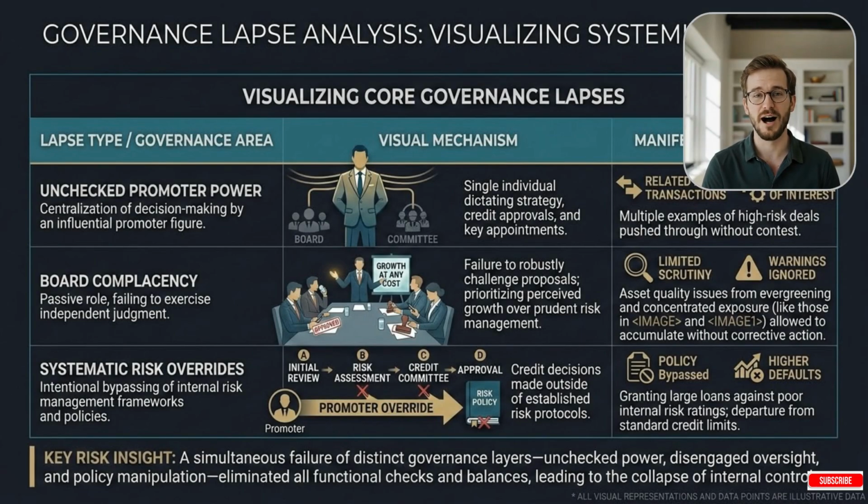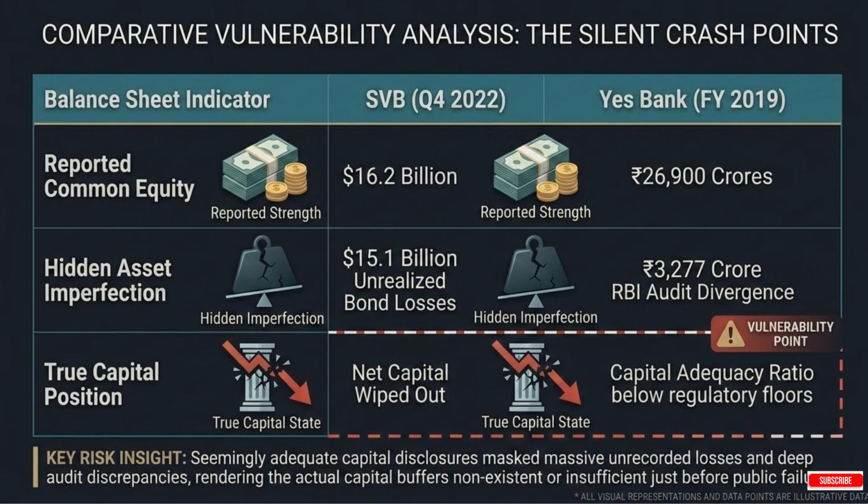Yes Bank's collapse was further accelerated by systematic failures in governance. This included unchecked promoter power dictating strategy, board complacency that failed to challenge decisions, and systematic overrides of internal risk management policies. The silent crash points highlight how seemingly adequate capital disclosures masked massive unrecorded losses. For SVB, this was $15.1 billion in unrealized bond losses. For Yes Bank, it was a massive audit divergence, wiping out net capital and pushing them below regulatory floors.